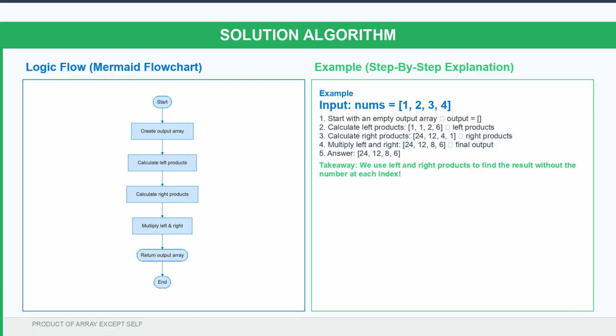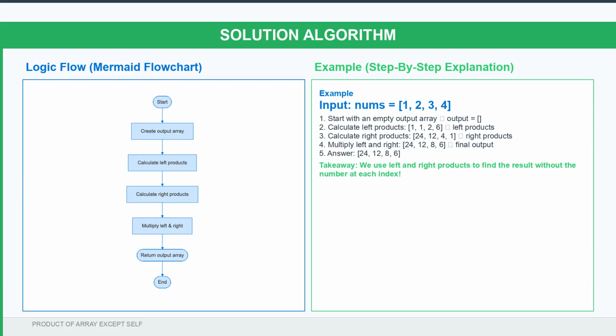Next, we calculate the left products. We loop through the nums array from left to right. Here, we maintain a variable called left product, starting at 1. For each index, we store the current left product in our output array and then update left product by multiplying it with the current number in nums.